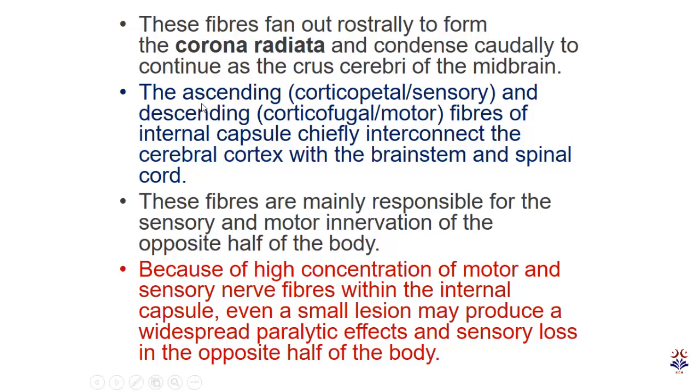The ascending fibers, which are also called corticopetal or sensory fibers, and the descending fibers, which are corticofugal or motor fibers, both types of fibers are present in the internal capsule, and these fibers interconnect the cerebral cortex with the brain stem and spinal cord. So we see that these fibers are mainly responsible for sensory and motor innervation of the opposite half of the body.